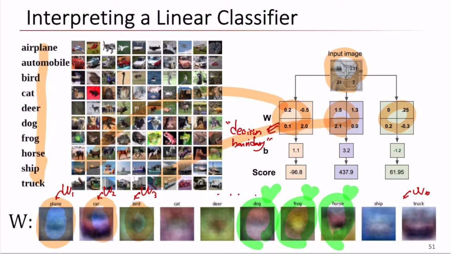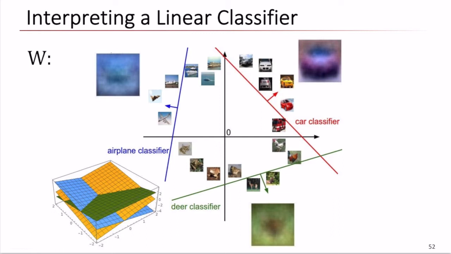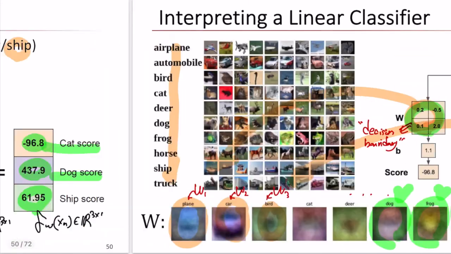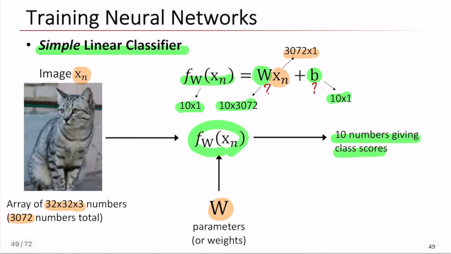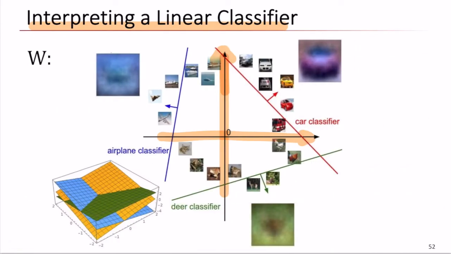Anyway, these learned parameters W1, W2, W3 can be the decision boundary. So when we're interpreting this linear classifier, assume an image can be represented in a 2D space, or an arbitrary space, say 3072-dimensional, though we can only draw the 2D one. If we can represent each image in the 2D space, it will be some point.